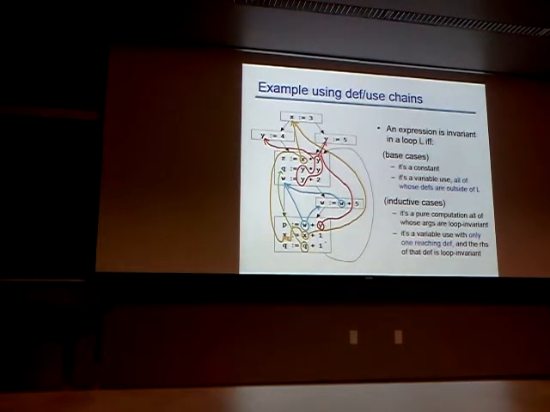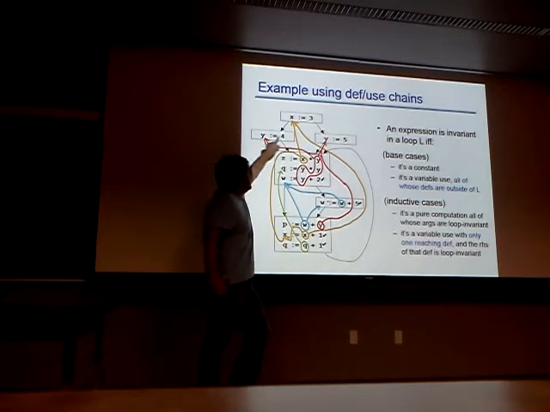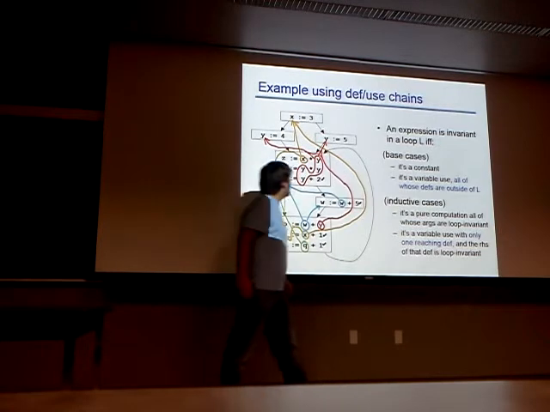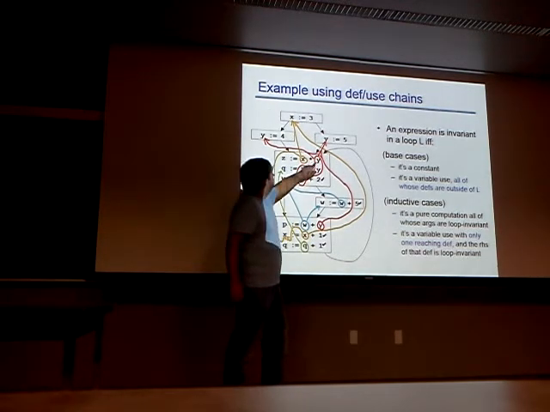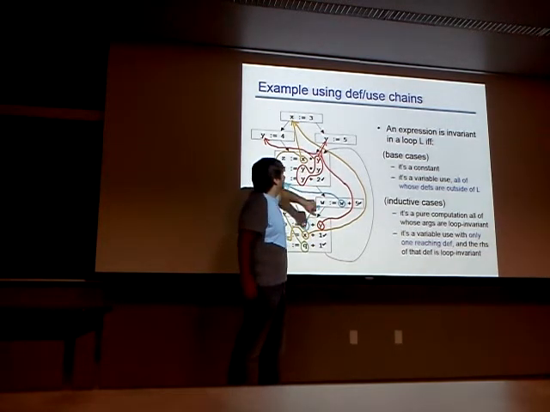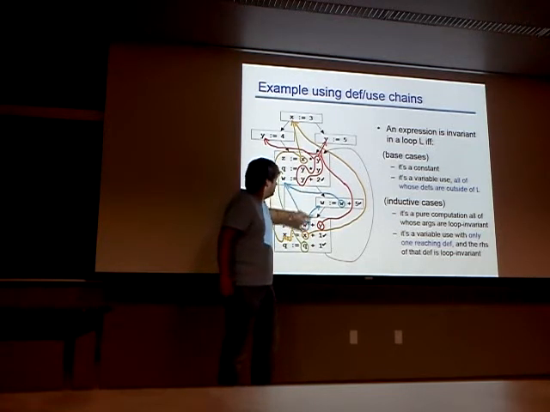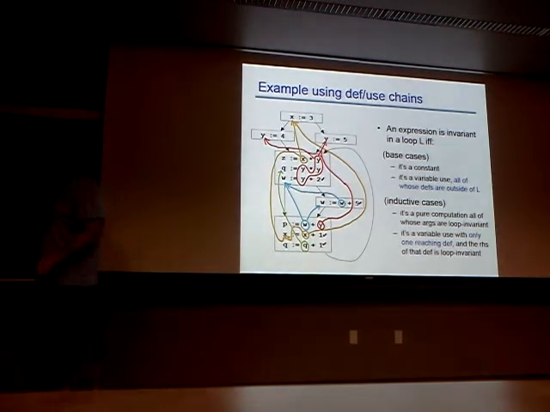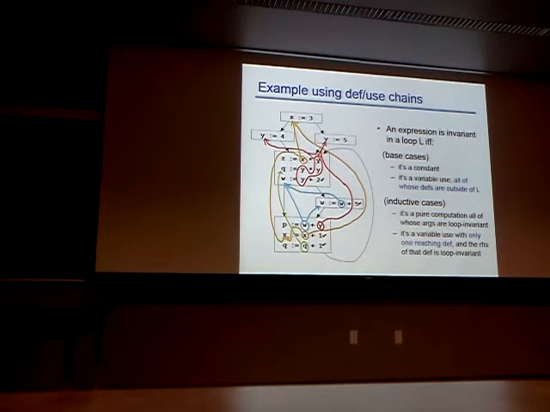So first, let me just check mark this one. So that one's loop invariant. That one's loop invariant. That one's loop invariant. That one's loop invariant. And then, so we're only looking at things in the loop. These are outside of the loop, and this Y has definitions, but they're all outside of the loop. So all these Y's here are loop invariant. Okay, so all these uses of Y are loop invariant. Cool.